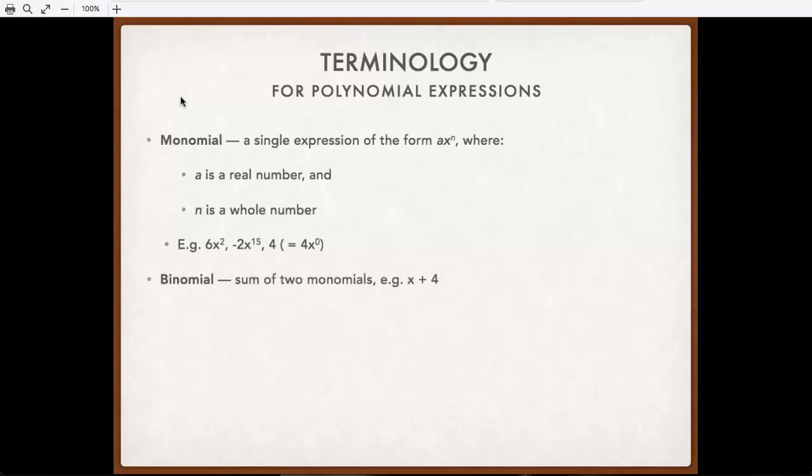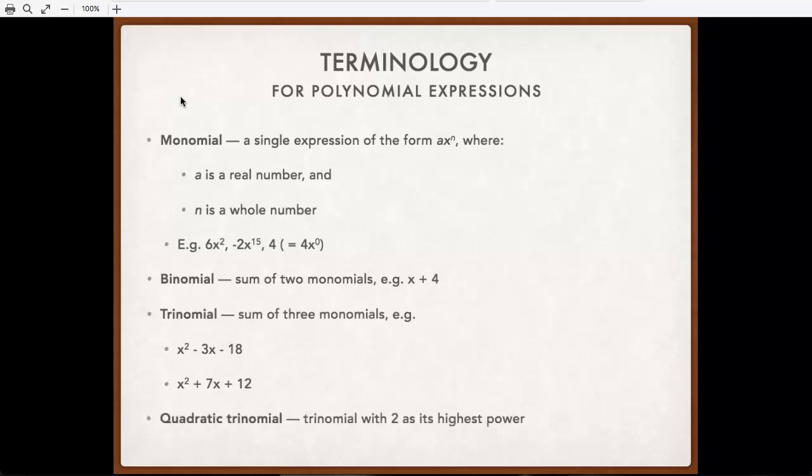Now, a binomial is when we take two monomials and add them together. So x plus 4, remember x still has a coefficient and an exponent, 1x to the 1 plus 4, or x minus 4 would also count, even though it doesn't look like a sum, because that's the sum of x and negative 4. A trinomial is when we've got 3 that we're adding together. So x squared minus 3x minus 18, or x squared plus 7x plus 12.